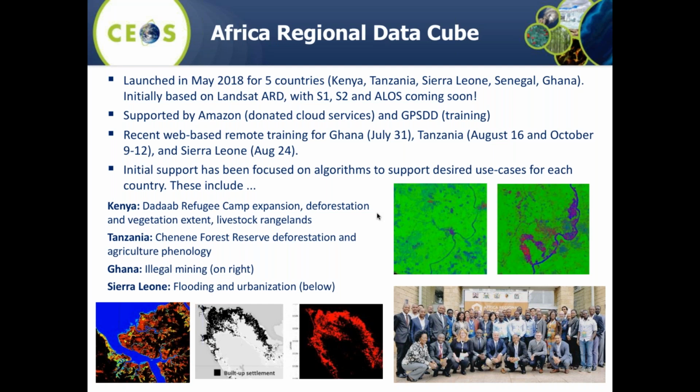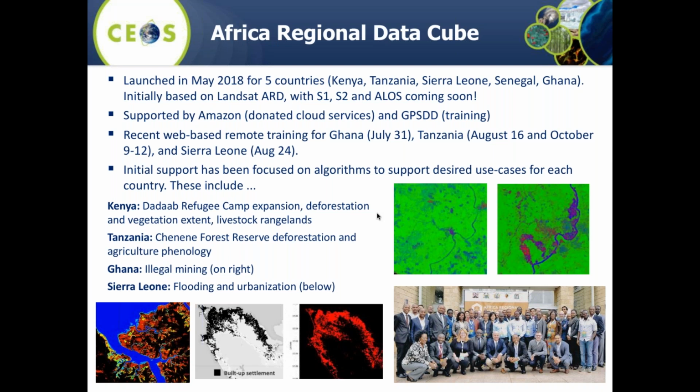Kenya, just to give you an example, they were interested in the refugee camps. They were interested in deforestation and then vegetation. And we even did a specific use case for a rangeland study for the Livestock Institute, where they needed a particular vegetation index out of the cube. And we created them a mini data set with just the vegetation index that they wanted.